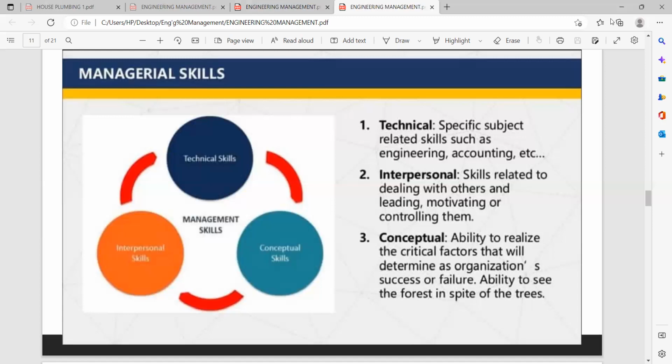And conceptual skills, ito is yung critical thinking natin, yung mind skill, on how you perceive things, on how you solve things, and then yung pag-foresee mo sa mga bagay-bagay, and then so on.